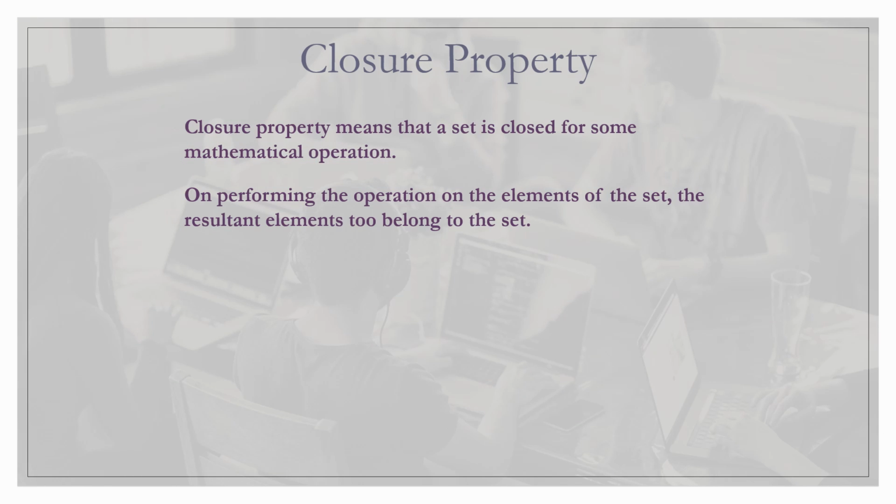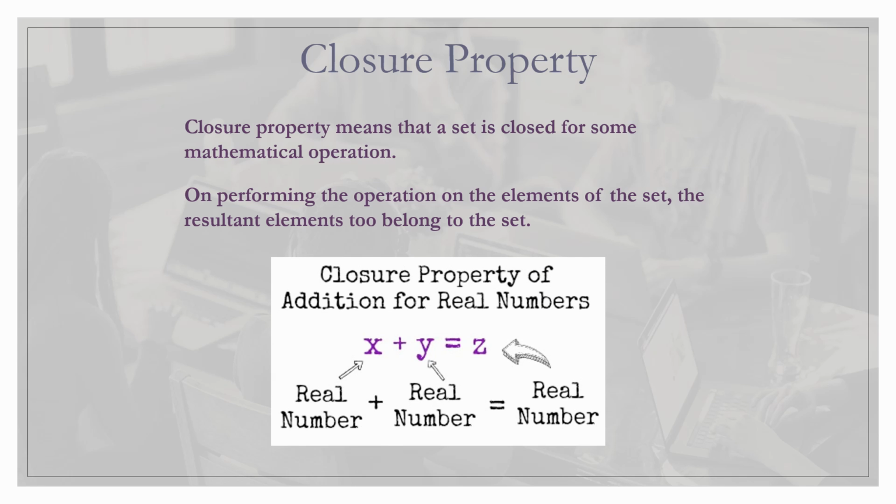Since here we are discussing closure properties, a basic intro of closure property is also required. Closure property means that a set is closed for some mathematical operation, which means that on performing the operation on the elements of the set, the resultant elements also belong to the initial set. An example of the same could be the operation of addition performed on the set of real numbers, which means if we perform addition over two real numbers, the resultant will always be a real number. Hence, we say that the real number set is closed under the operation of addition.